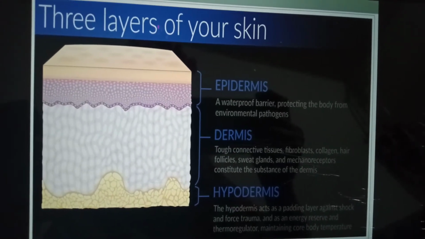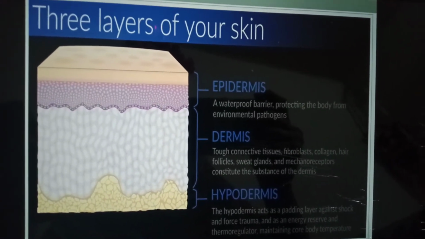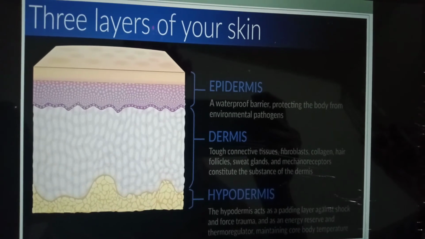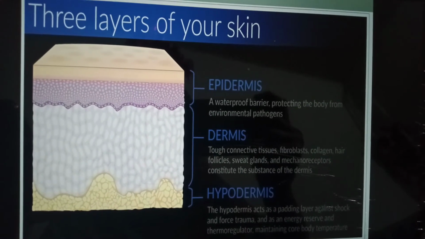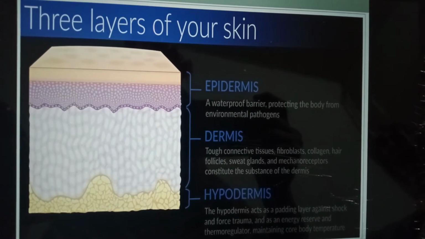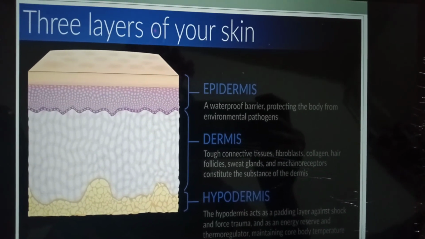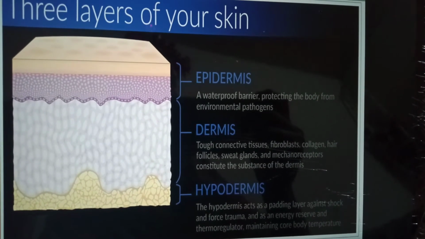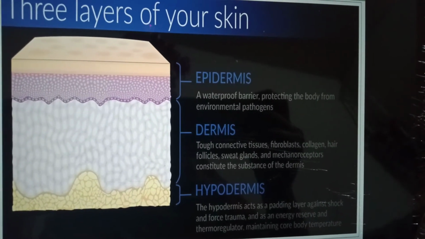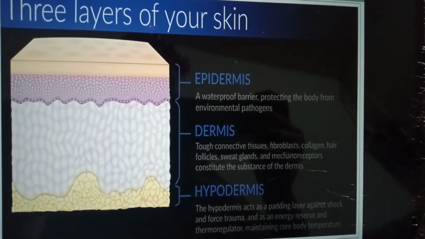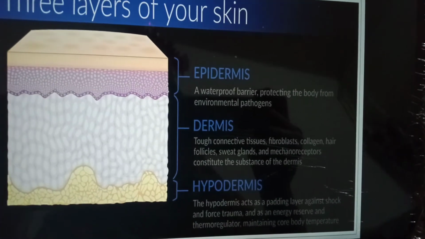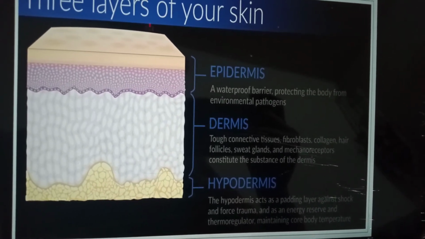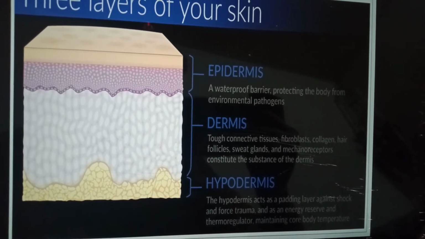We know that there are 3 layers of the skin, but in this lesson I will discuss the epidermis and dermis. The epidermis is a waterproof barrier protecting the body from environmental pathogens, and pathogens are disease causing agents. The dermis is a tough connective layer of tissue, and it contains the blood vessels, which are responsible for sweating. These blood vessels have sensory nerve endings and oil glands, hairs, and fat cells.